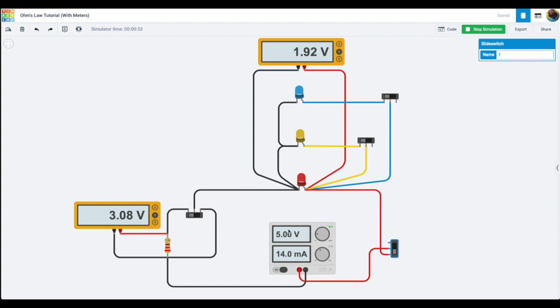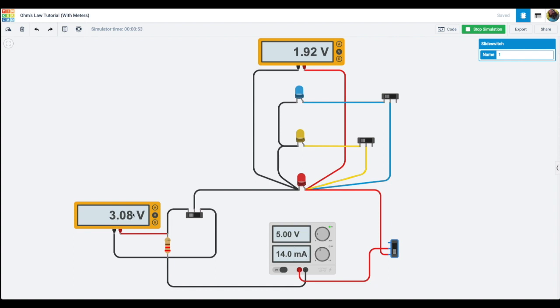Everything has to be accounted for. As you can see, 5 volts is coming out. There's 3 volts being dropped across this resistor, and there's 1.92 going through all 3 of these LEDs. And right now it shows that it's drawing 14 milliamps of current.